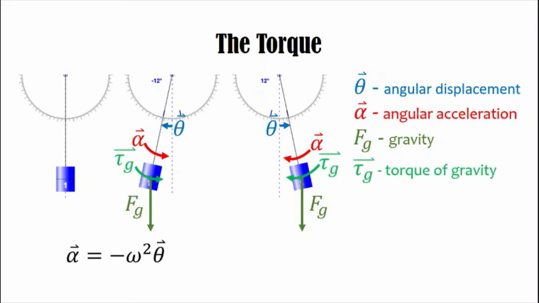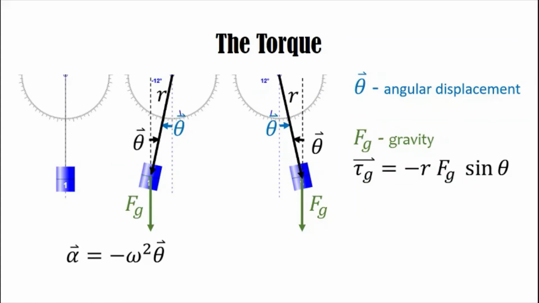And that torque will point in the same direction as the angular acceleration, no matter where you look at the orientation of the pendulum. So it is the torque of gravity that does indeed create the angular acceleration that drives the simple harmonic motion of the pendulum. So how much is that torque?